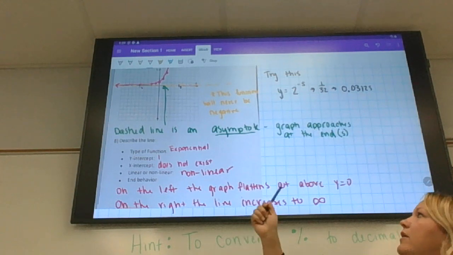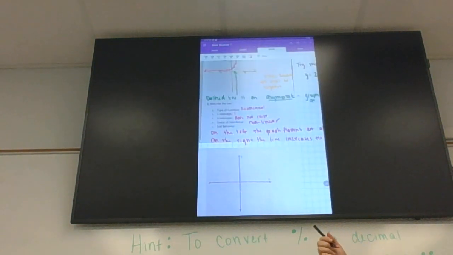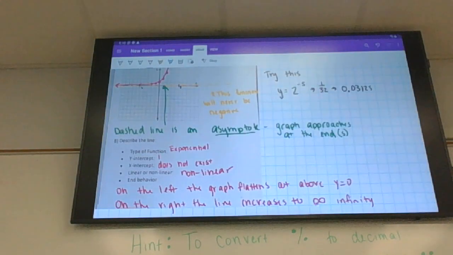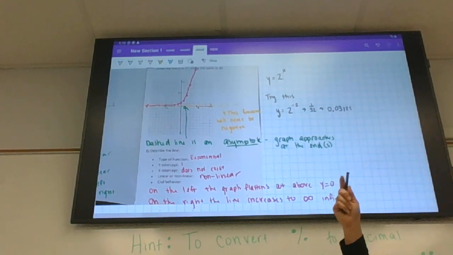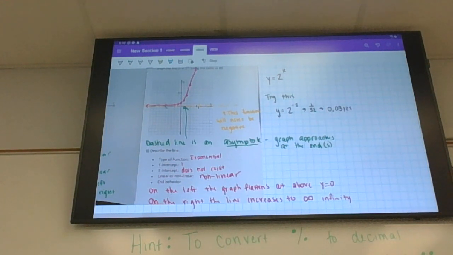How do you guys feel about this symbol? You know it? The sideways 8. Infinity. We use the infinity symbol when we talk about the ends of graphs because on the right side of this graph, the arrow goes up, the line's going up to infinity. So I'm going to say on the right side, the line increases to infinity.